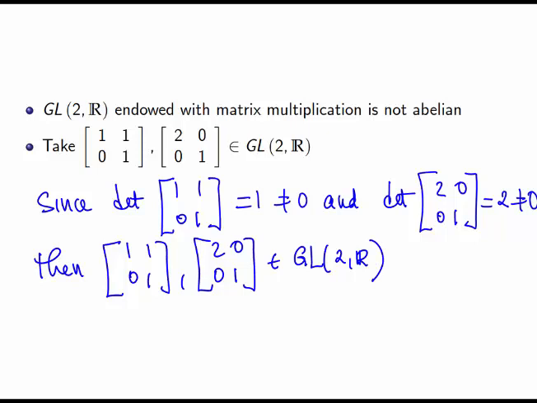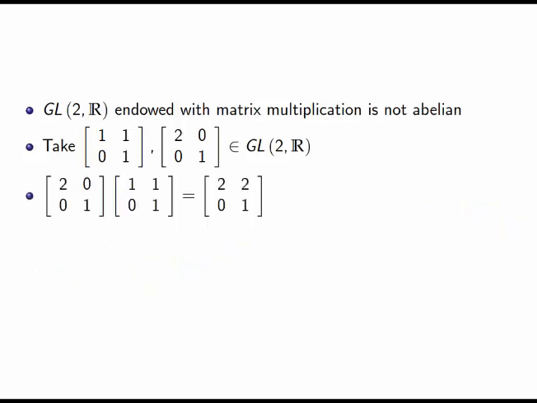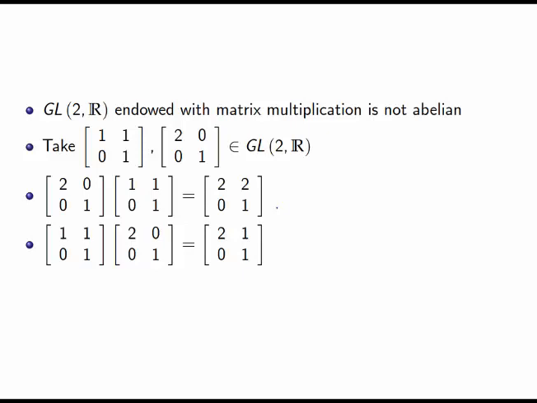Okay? Now, notice that if you take the first element, the second element, multiply by the first, we get the matrix with entries 2, 2, 0, 1. If we swap the order, so we take the first times the second, we get 2, 1, 0, 1, right? And those two matrices aren't the same.